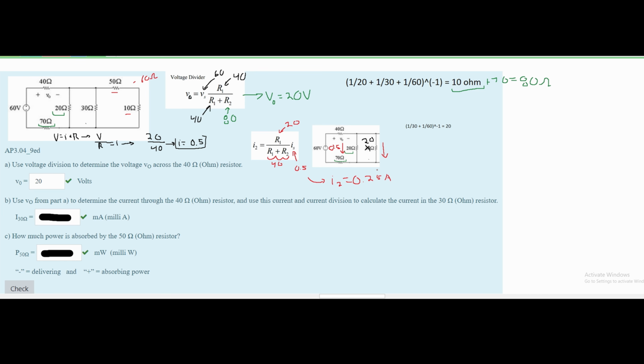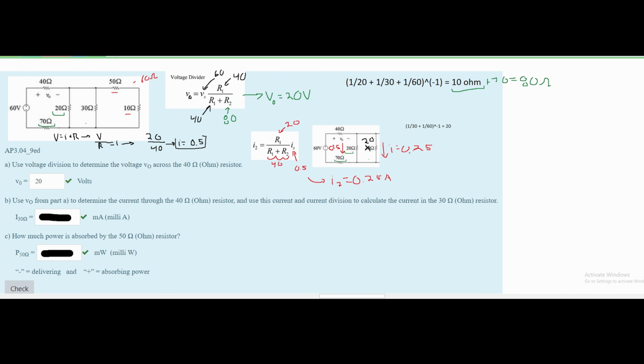A trick way to do this, because both of these resistors are the same, is to actually just halve the current that's going into them. Because current splits between two resistors, and electricity takes the path of least resistance. However, since these are both the same resistance, the current is just going to split evenly between these two resistors. So now we have the current going right here as 0.25.